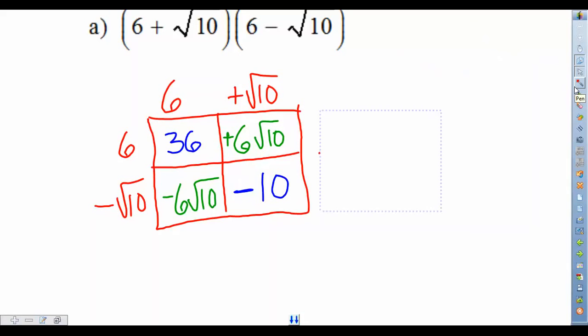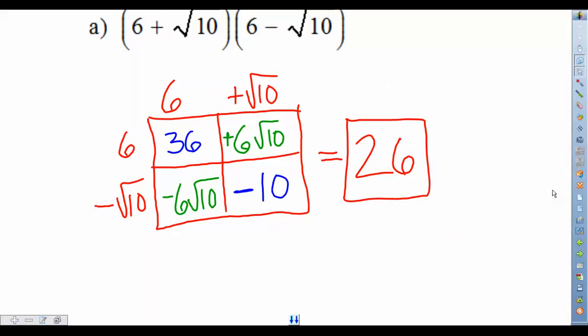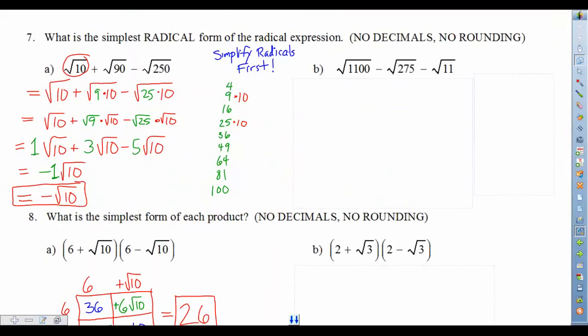Do you see why I have the green 6 square roots of 10 and the negative 6 square roots of 10? That's because those are like terms. You combine those like terms together, you're going to get 0 square roots of 10. And 0 times the square root of 10 would make 0. So all I really essentially have left here is 36 minus 10 for a grand total of 26. Does that make sense? Email me if it doesn't.